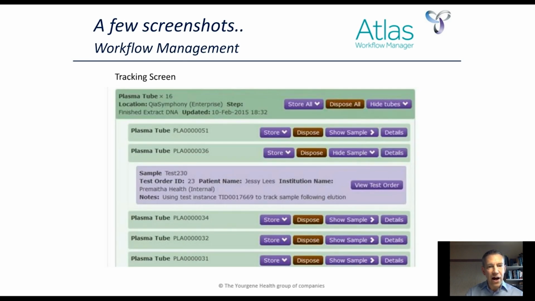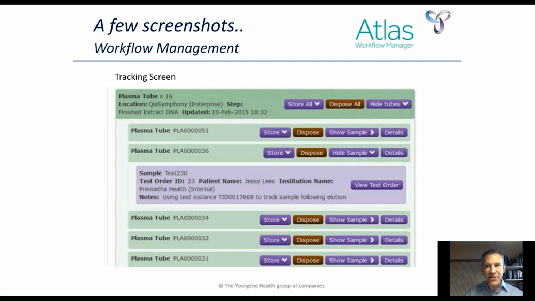Here's a tracking screen. So here what we've got is some 16 plasma tubes are sitting on an instrument. We've opened up the instrument to see what's on it, and it's telling us that there are these 16 tubes, and then we've opened up the second one, and we can see what test that is for, the name of the patient, the institution, and any notes that we might have added. And we can drill down further into that if we need to.